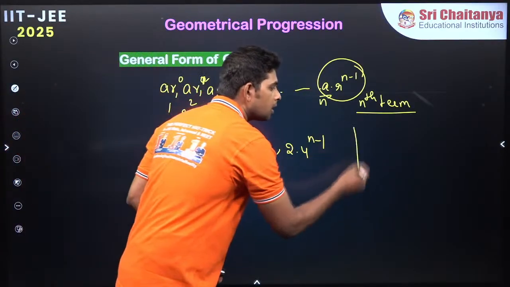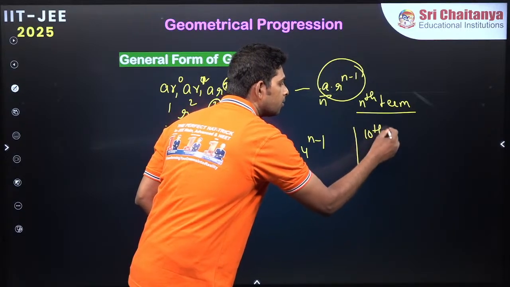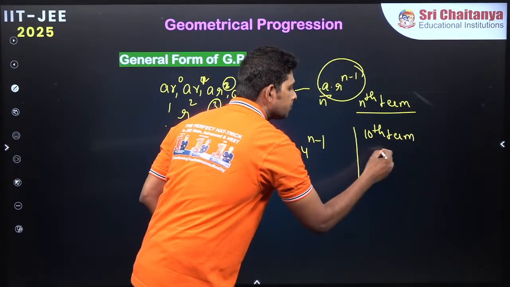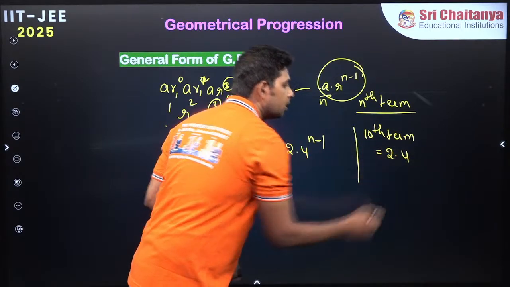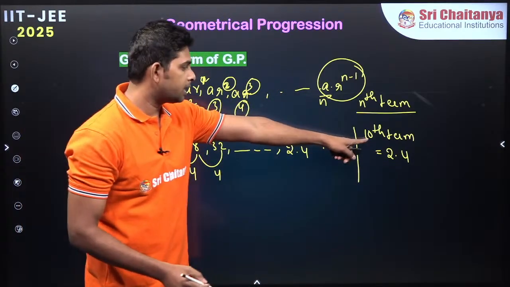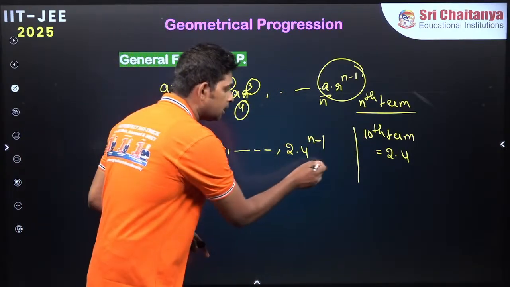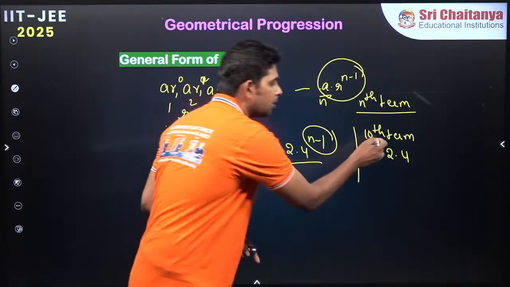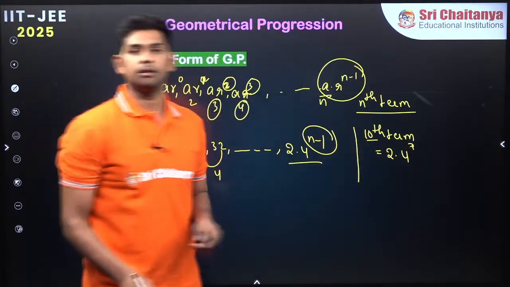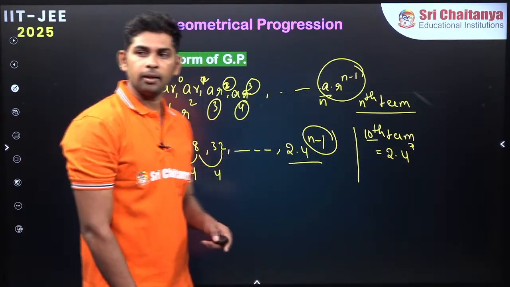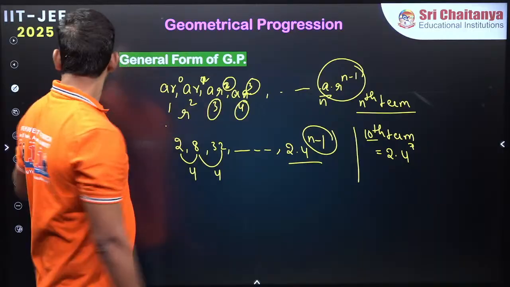What if I ask you to find the 10th term? The 10th term will be equal to 2 into 4 power, where 4 is the common ratio. If I am taking the nth term, it is n minus 1, so for the 10th term it will be 9. Okay, that is how you take this GP.